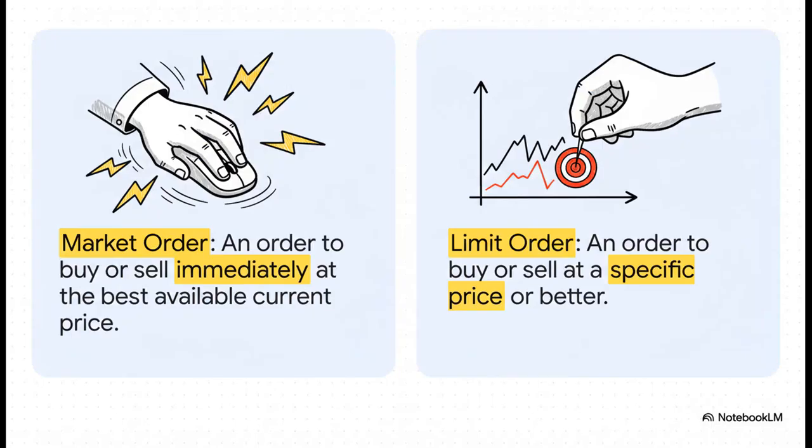Now, when it's time to actually place a trade, you have a crucial choice. A market order basically screams, "Get me in right now. I don't care about the exact price. Just fill my order." So it guarantees you get the trade done. A limit order, on the other hand, is much more picky. It says, "I will only buy at this price or lower, or sell at this price or higher." It guarantees your price, but there's no guarantee your order will ever get filled.